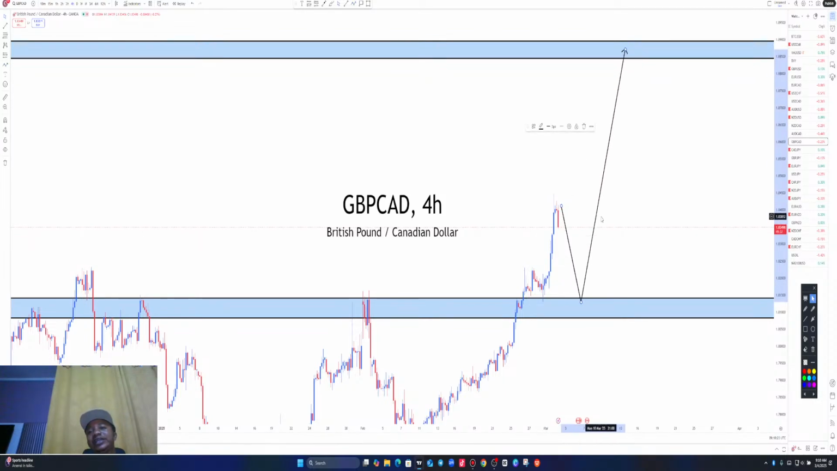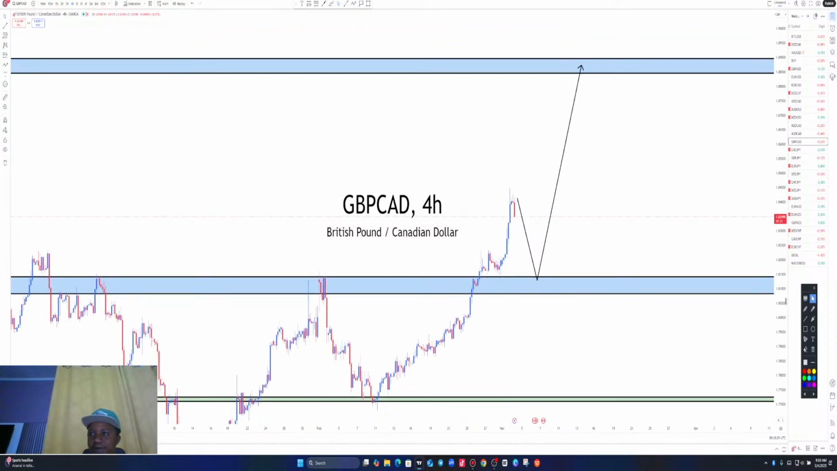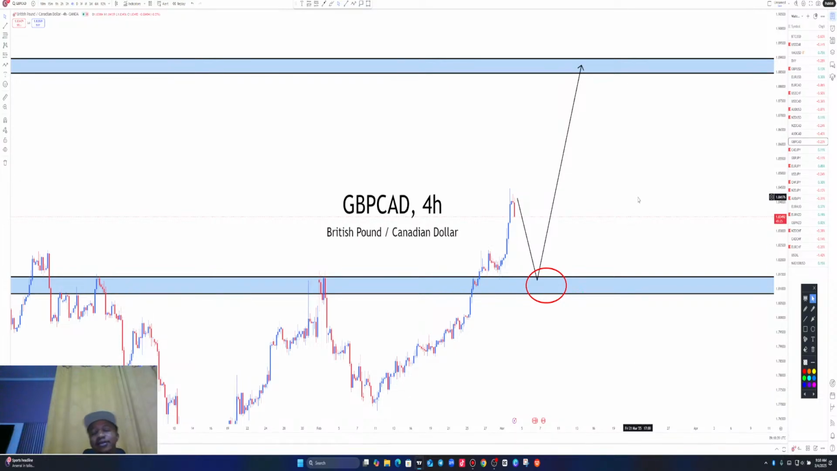So GBP CAD, this is our full and complete analysis. Once price is able to come back to retest this area, then we can start looking for the buying opportunities that we need to move all the way to the upside. So that's it for GBP CAD. We are done. Let's go to the next one.